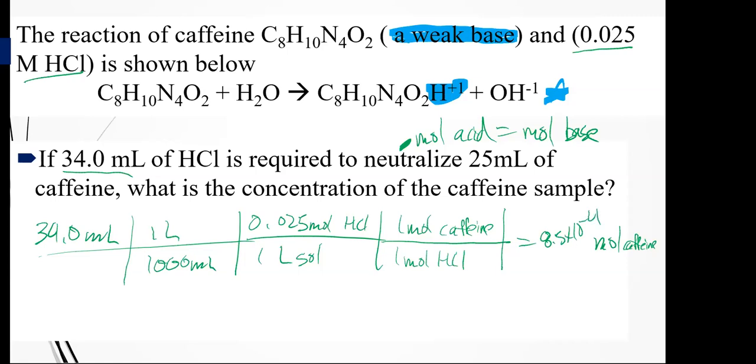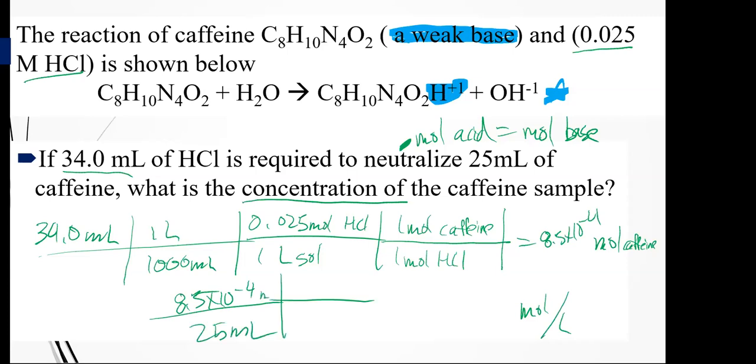And if I want to find the concentration, then I just need to change that to moles per liter. So I need to take my moles, 8.5 times 10 to the minus 4, and divide it by my volume, 25 milliliters. I just need to change that to liters. And we get 0.034 moles per liter, or molarity. And that's what we're looking for. Does anyone have any questions on that part?